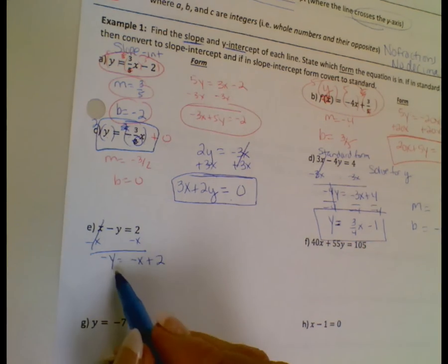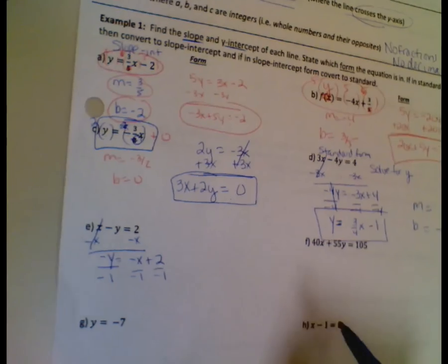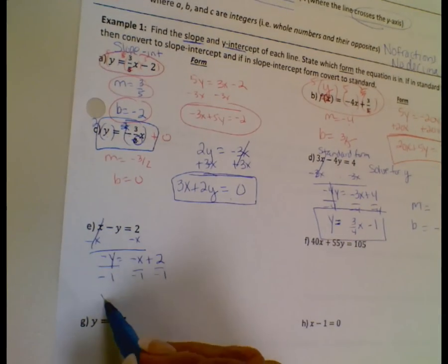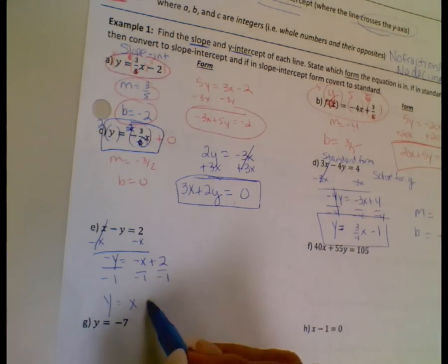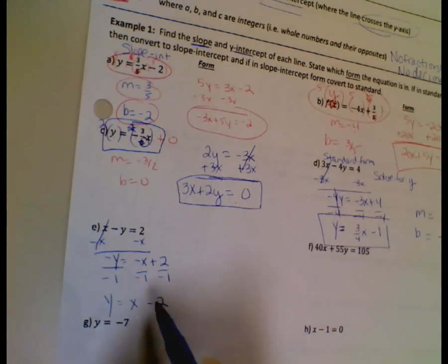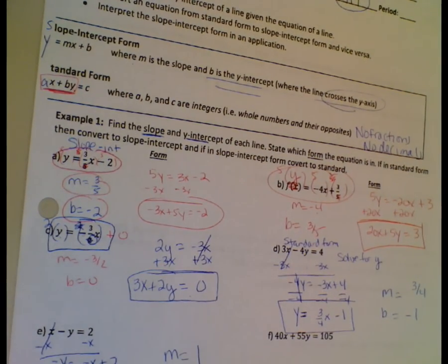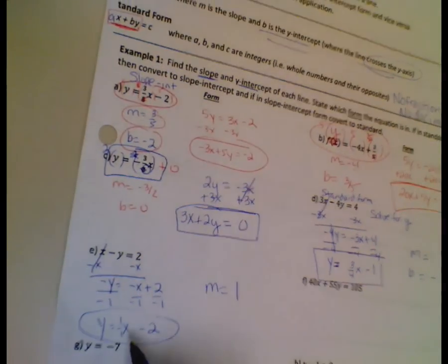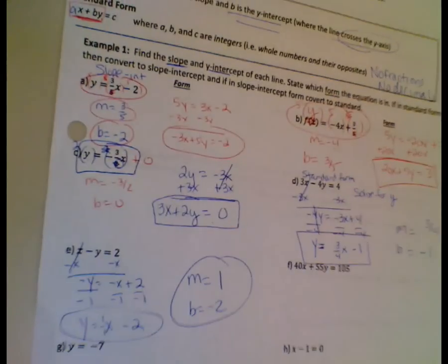How do you get rid of a negative in front of y? You divide every term by negative 1. Two negatives make a positive y. Two negatives make a positive x. One negative stays negative, negative 2. That's slope-intercept form. So what is the slope? Slope is 1. That's a 1 over 1 right there. Slope is 1, and the y-intercept is negative 2.